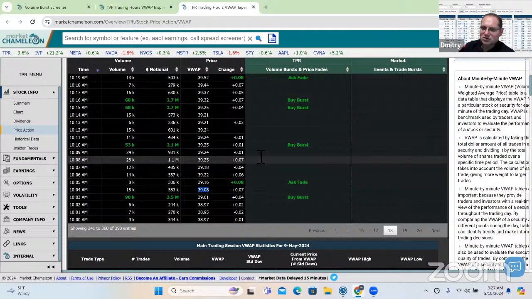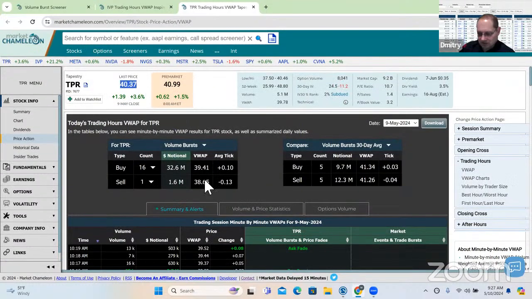Okay, so that's how this stock progressed throughout the day yesterday. Well, I wanted to show you two different scenarios, because they're both buy bursts, but when we analyze it, we have a completely different story and picture. So hopefully that was helpful today.